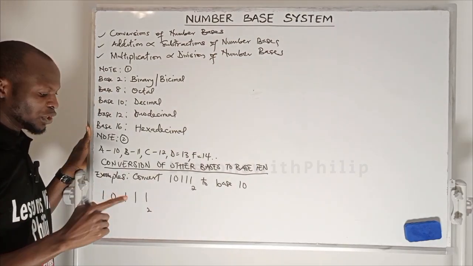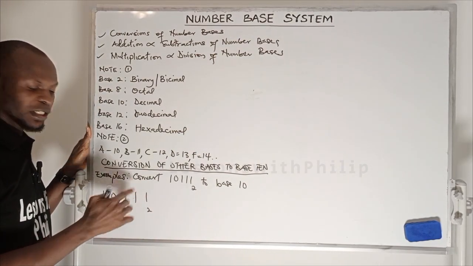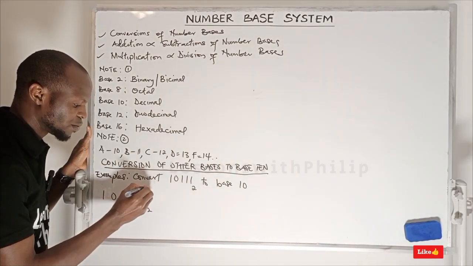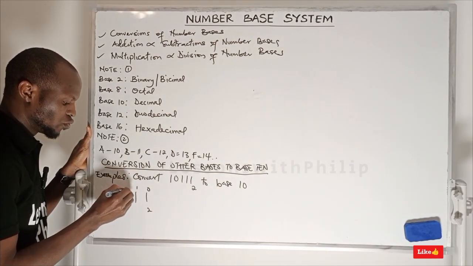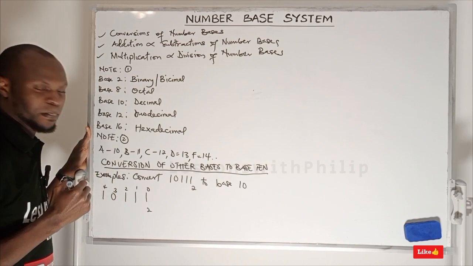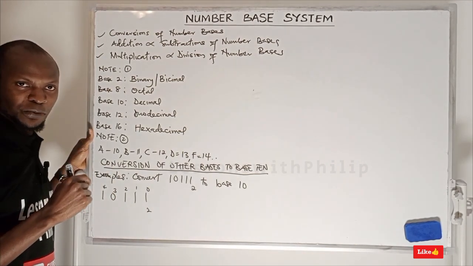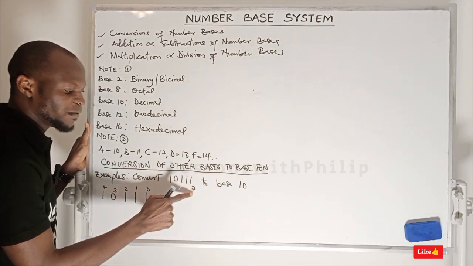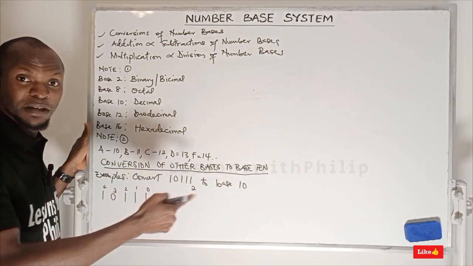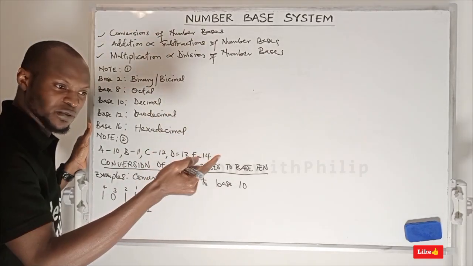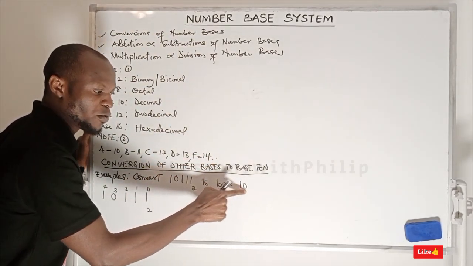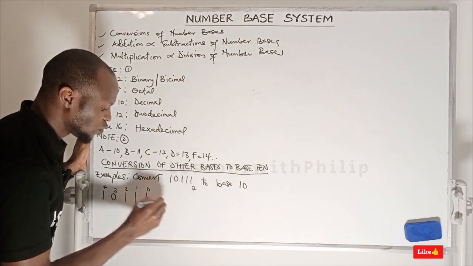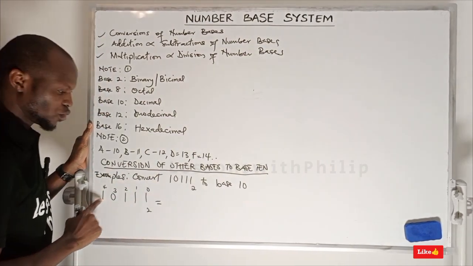The first thing you need to do is attribute power to the digits starting from the last digit, so you start from 0. This will be attributed 0, 1, 2, 3, and 4. Even if this is not base 2, if it is another base, either base 3, base 4, base 5, base 6, as long as I'm converting to base 10, the principle still holds.